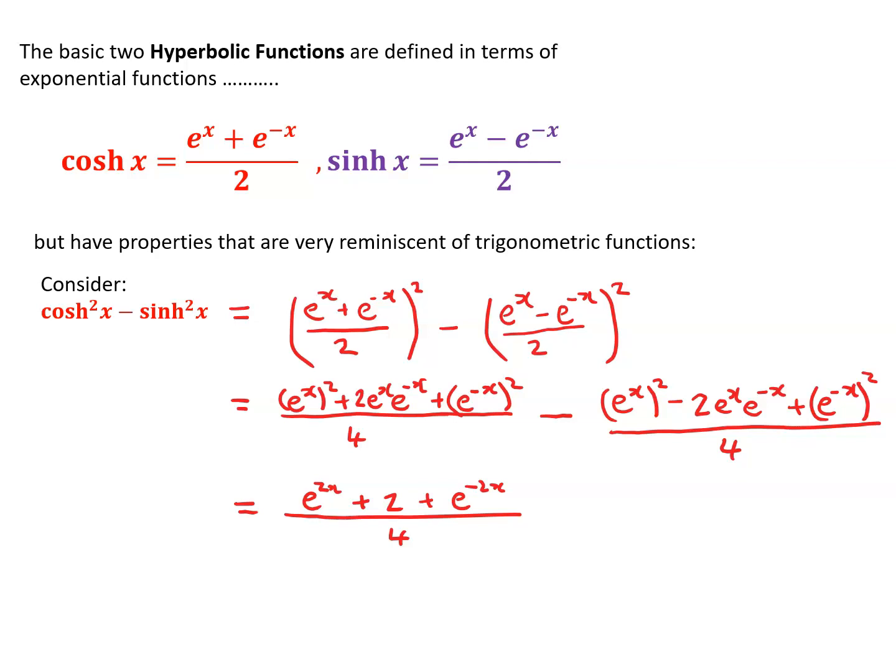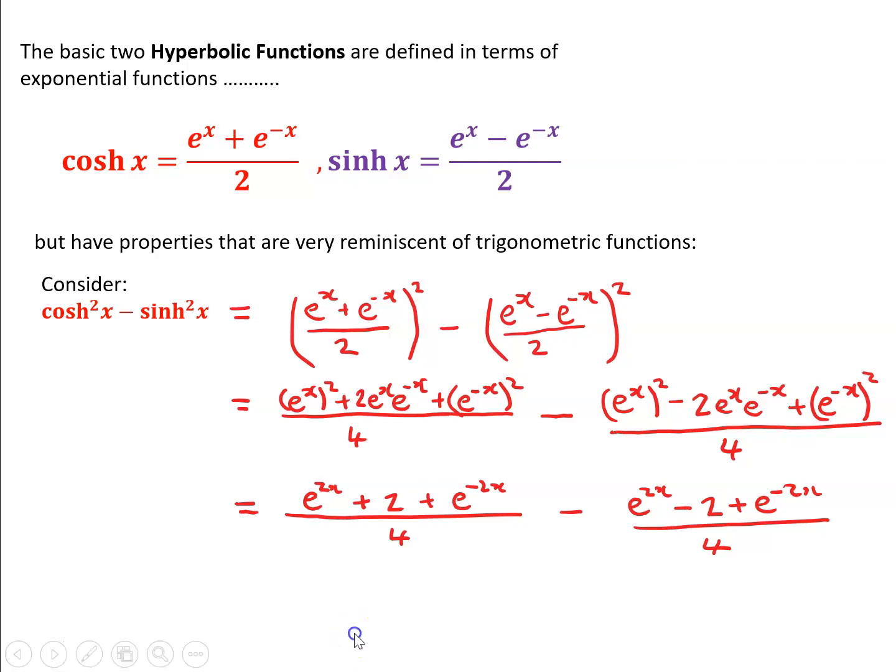Similarly, the expression for sinh squared x simplifies itself down to e to the 2x minus 2 plus e to the minus 2x, all divided by 4. And this simply simplifies down to 2 over 4 minus 2 over 4, which of course just makes 1. So we have proved that cosh squared x minus sinh squared x is always equal to 1.